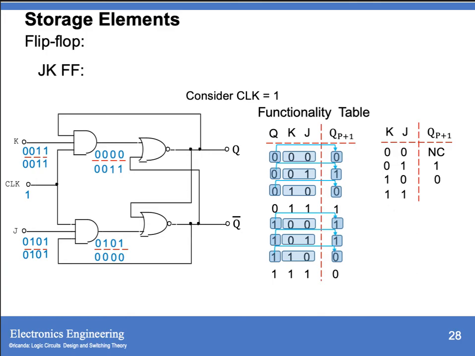And if we have 1, 1, your previous output is 0, then it becomes 1. But if your previous output is 1, then it will become 0. So we call that one toggle. If your previous output is 0, then it will become 1. If your previous output is 1, then it will become 0.